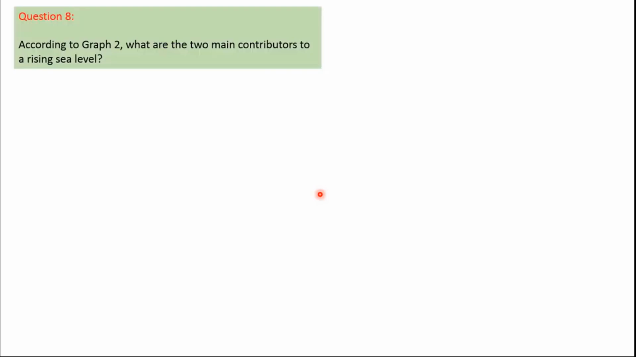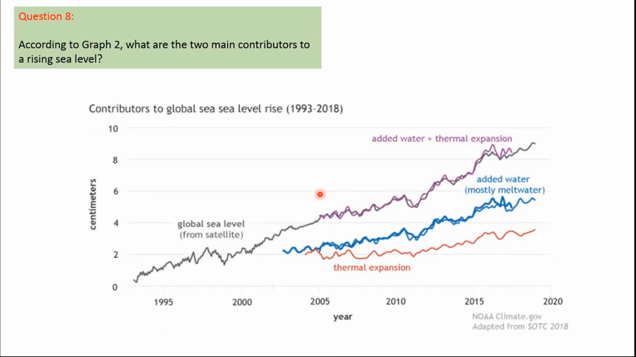According to graph 2, what are the 2 main contributors to sea level rising? On graph 2, you can see the 2 main contributors are meltwater from glaciers coming off of the land and thermal expansion. And then question 9, you'll watch the video that is posted on Haiku, and you'll answer the 2 questions there. That concludes this self-help video. If you have any further questions, please see your science teacher.